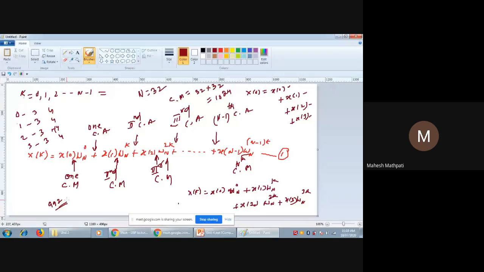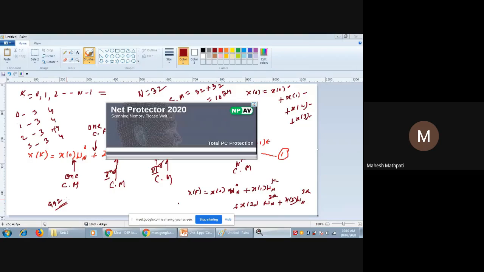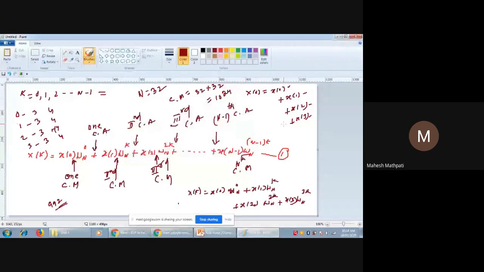Think of this: is it possible to do this manually? No. So this is very difficult to do. As the value of n increases, the complexity of the computation in DFT increases. So this is the main drawback of the DFT. Because of that, we are moving toward the FFT algorithm. Hope you understood now.